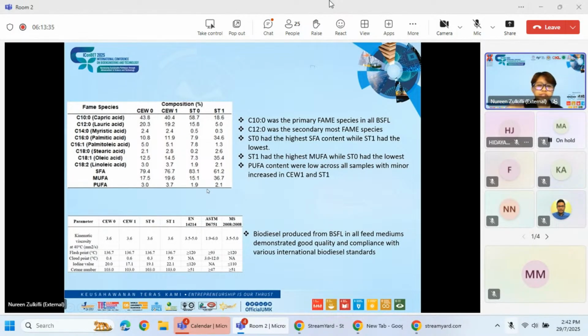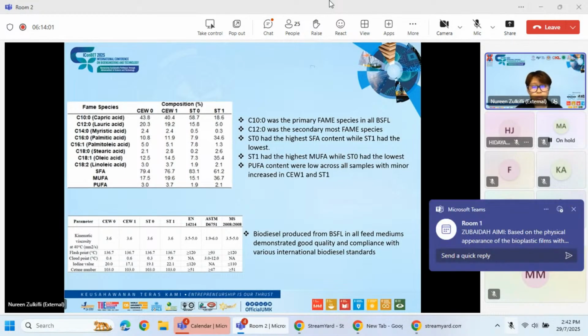To further check whether my biodiesel that has been produced has a good quality or not, I have further confirmed them by comparing my biodiesel with various international biodiesel standards. And it has been proven that the biodiesel that has been produced from my BSFL in all feed mediums demonstrated good quality and also compliance with various international biodiesel standards.